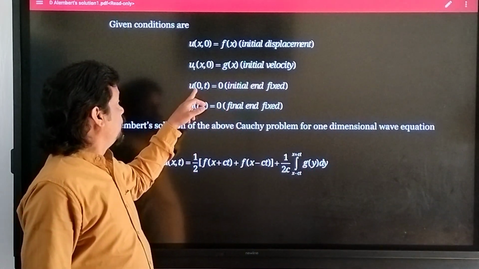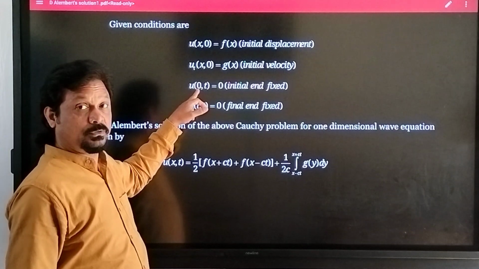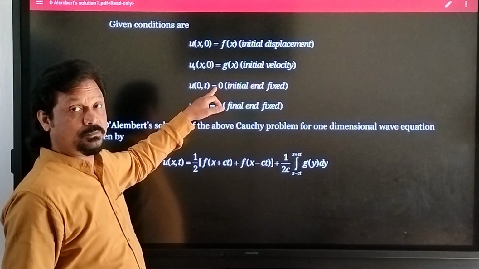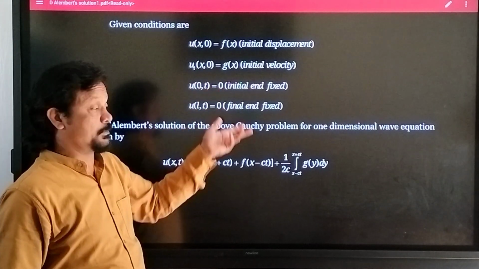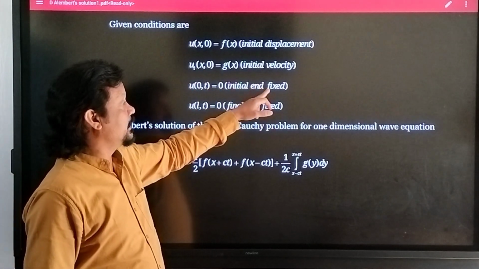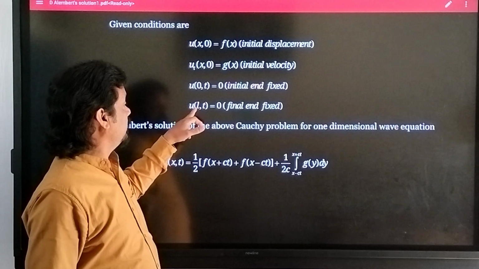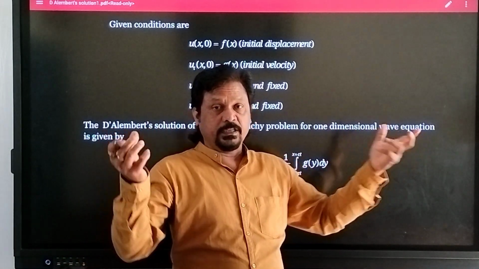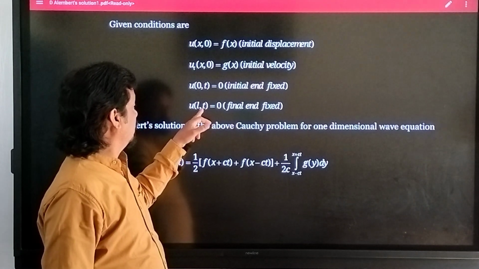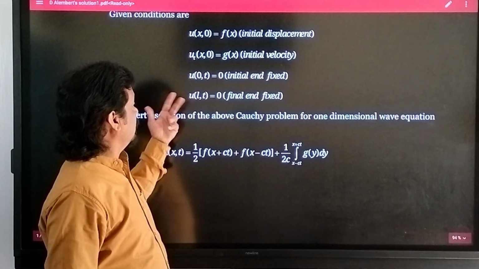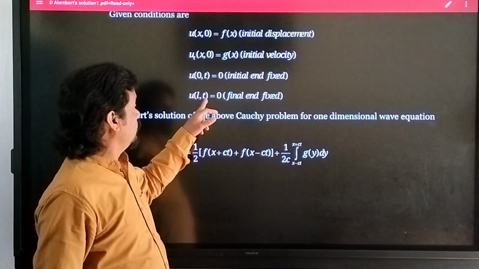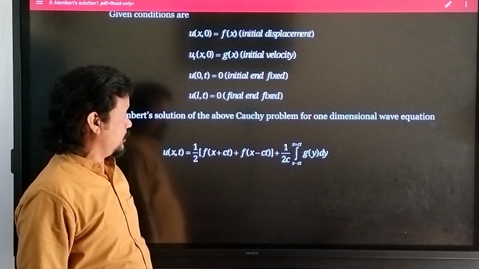That means u of 0, t, when x is equal to 0, the starting point, at time t is fixed, so there is no displacement. U equal to 0 means there is no displacement. And the final end is also fixed: when the length is L, at the end position there is no displacement at time t. So the displacement at the end point is also 0, that means the final end is also fixed.